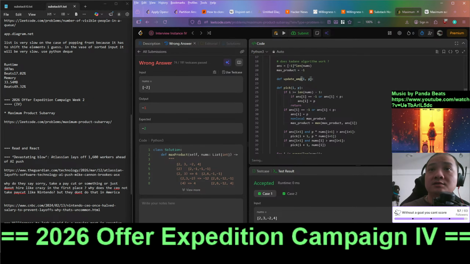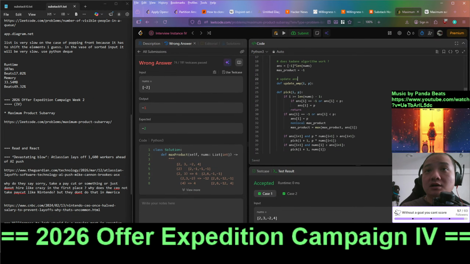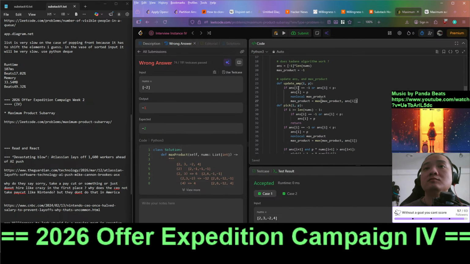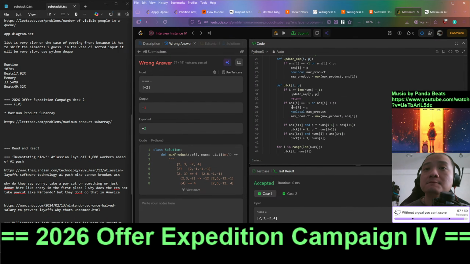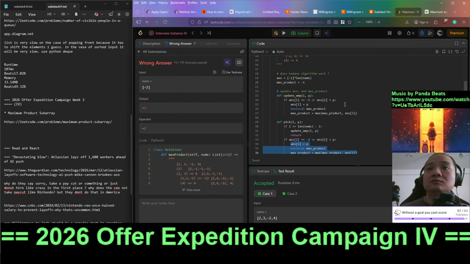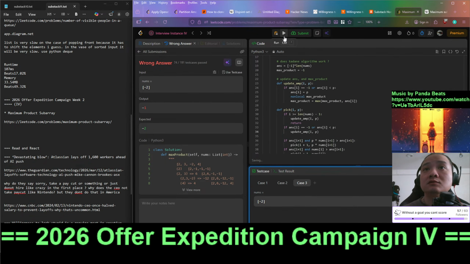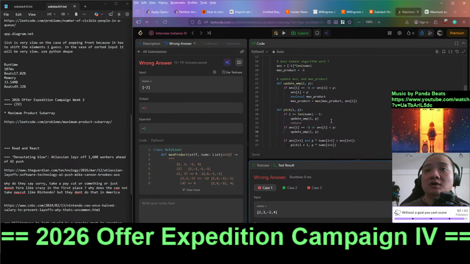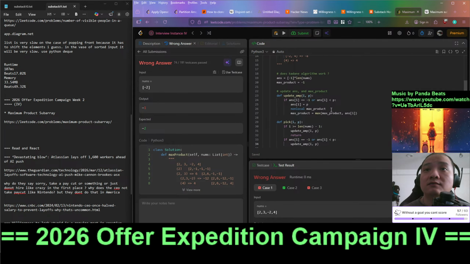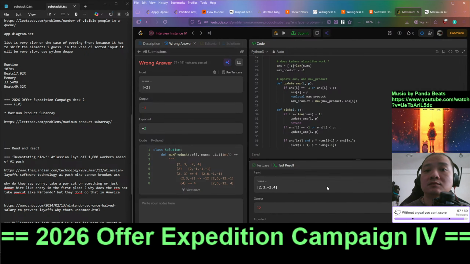Update and np, update and in max product, right? Will be this one right here. Right, so this is basically AMP, right? So same as this one. Update AMP IP, right? What? And what's wrong here? 12. What 12? How does it become 12?